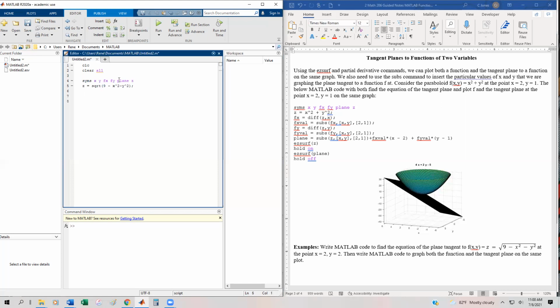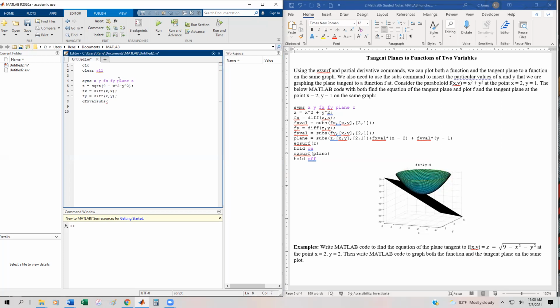And then we can go ahead and find the derivative, fx, which is going to be diff of z with respect to x. And we can also find fy while we're at it, which is going to be equal to the derivative of z with respect to y. Now we can do the substitutions. So we're going to use the subs function, and I'm going to define that to be our, I'll just call it fx val.